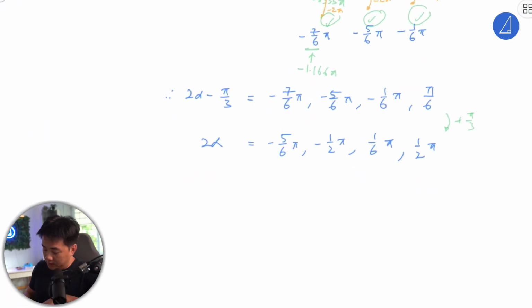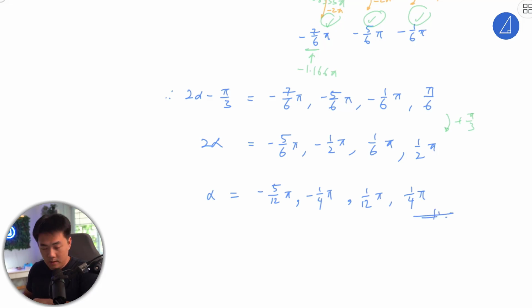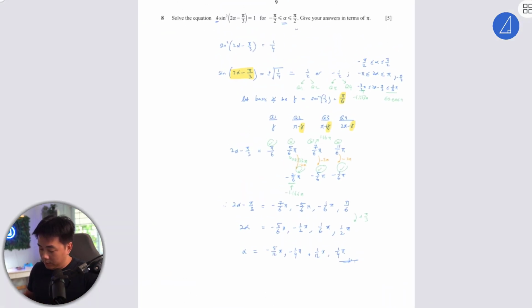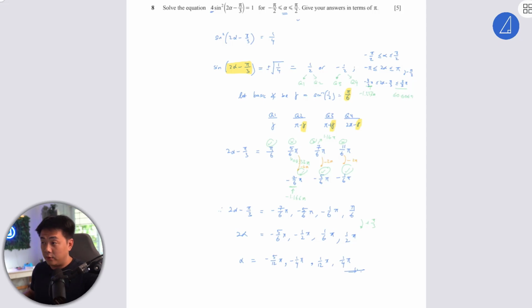So from here, what you need to do is just divide by 2 throughout. So minus 5/12 pi, minus 1/4 pi. Just divided by 2, 1/12 pi and 1/4 pi. Okay, so that's how you do this question proficiently.